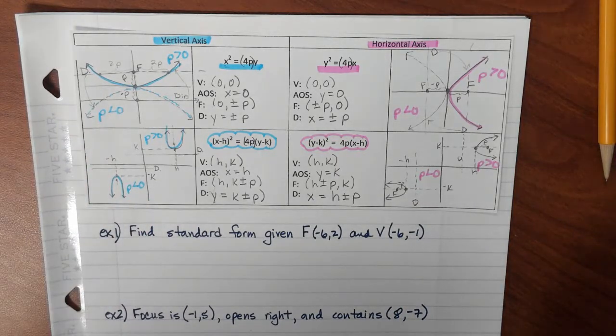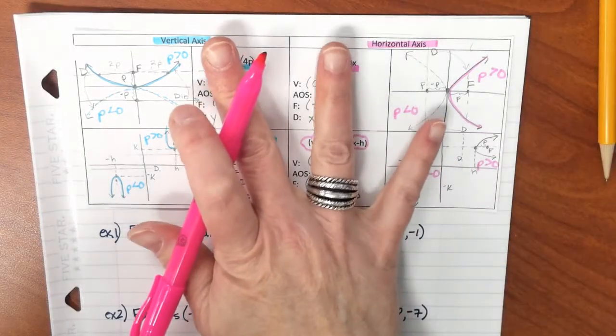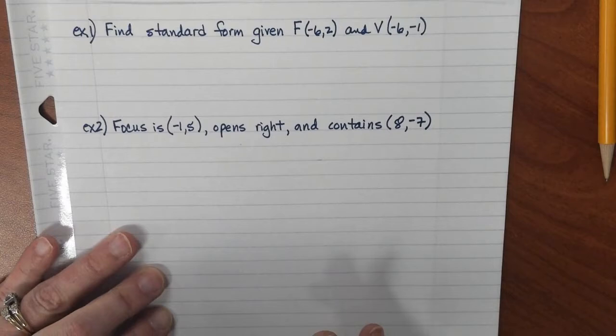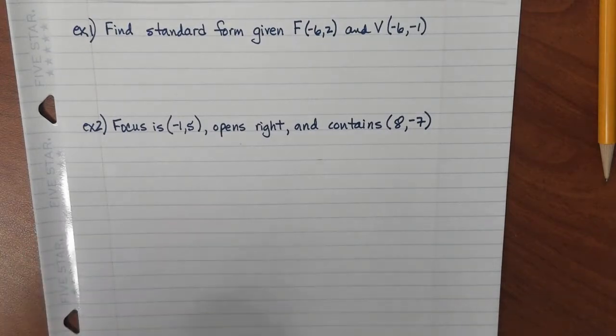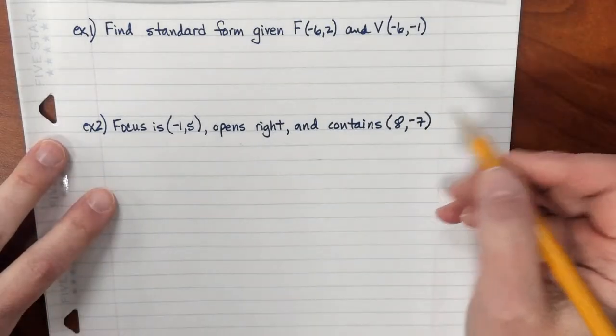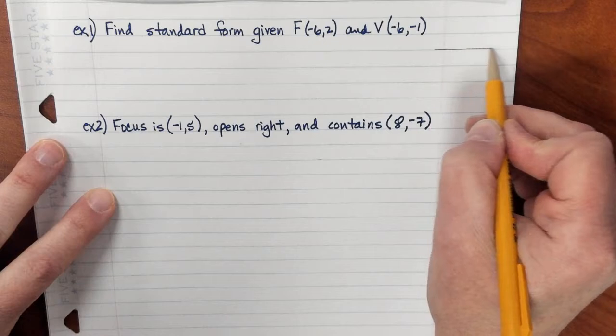Let's do a couple examples knowing these components of the parabolas. So I want you to find a standard form given that the focus is at negative 6, 2 and the vertex is at negative 6, 1. Let's get an idea of what this looks like.